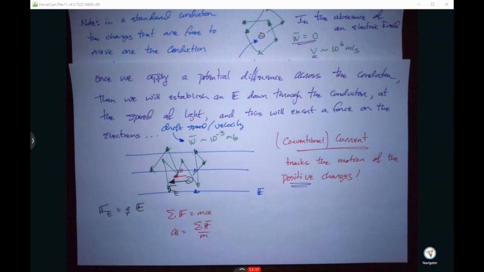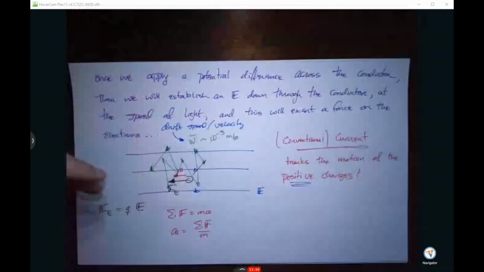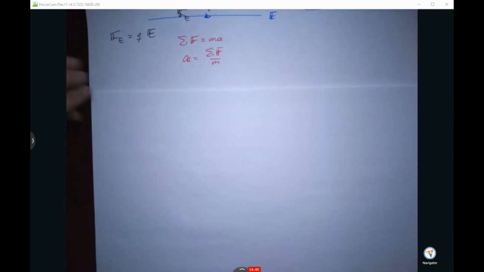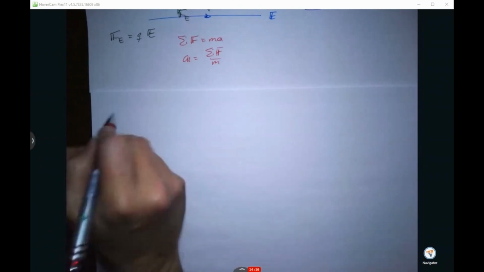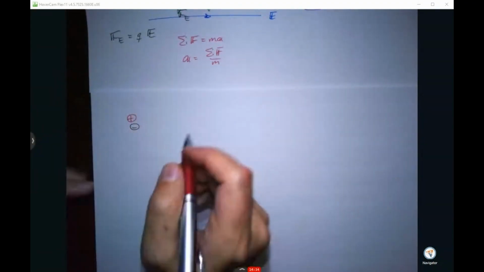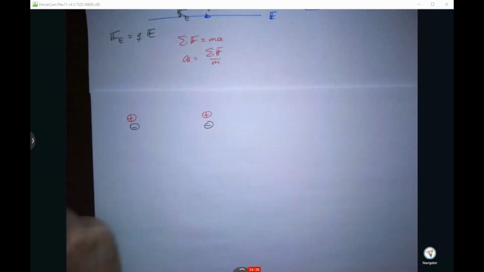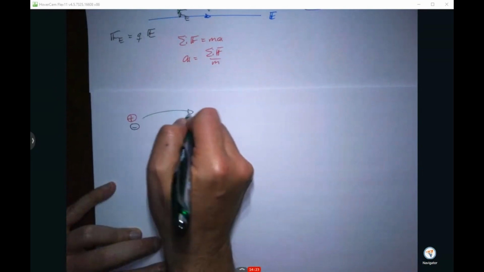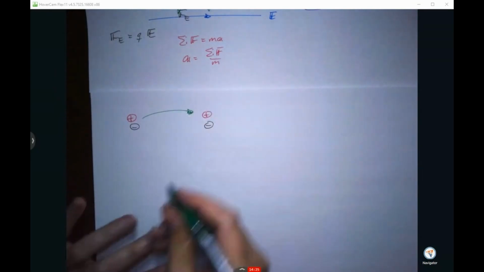Okay. And so what we're going to do is take a look at a little simple argument. So if we start off with some positive and negative charges in some kind of configuration, I'll have one of each on the left, and one of each on the right. Okay. And then what I'm going to do is move this positive charge to the right. Okay.